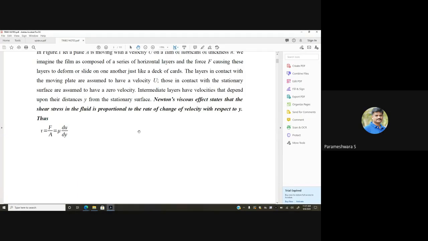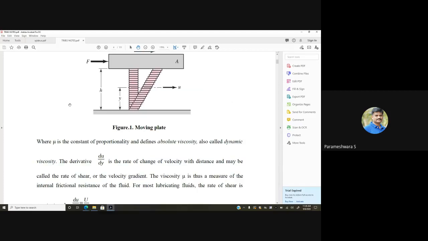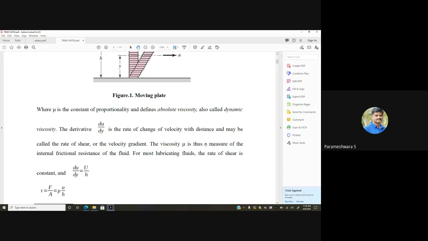Mathematically, it can be expressed as tau equals F over A equals mu into du over dy, where mu is called the coefficient of friction, or absolute viscosity. We'll see that expression further. Actually, it is not the coefficient of friction, it is absolute viscosity. The derivative du by dy is the rate of change of velocity with distance, and may be called the rate of shear or the velocity gradient.